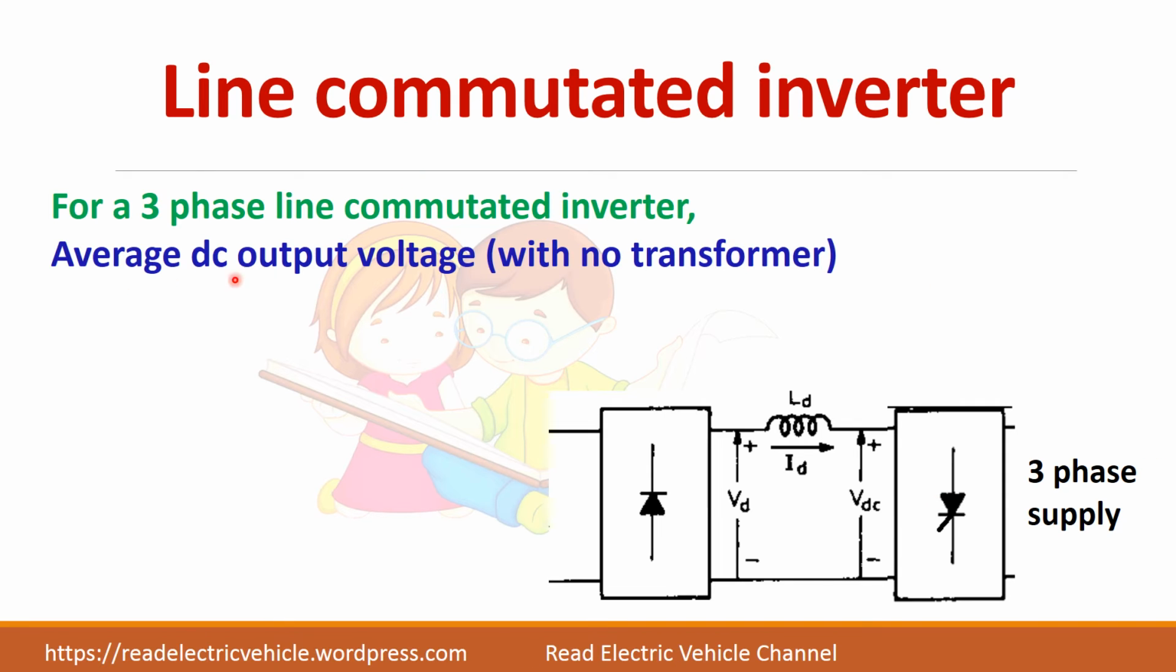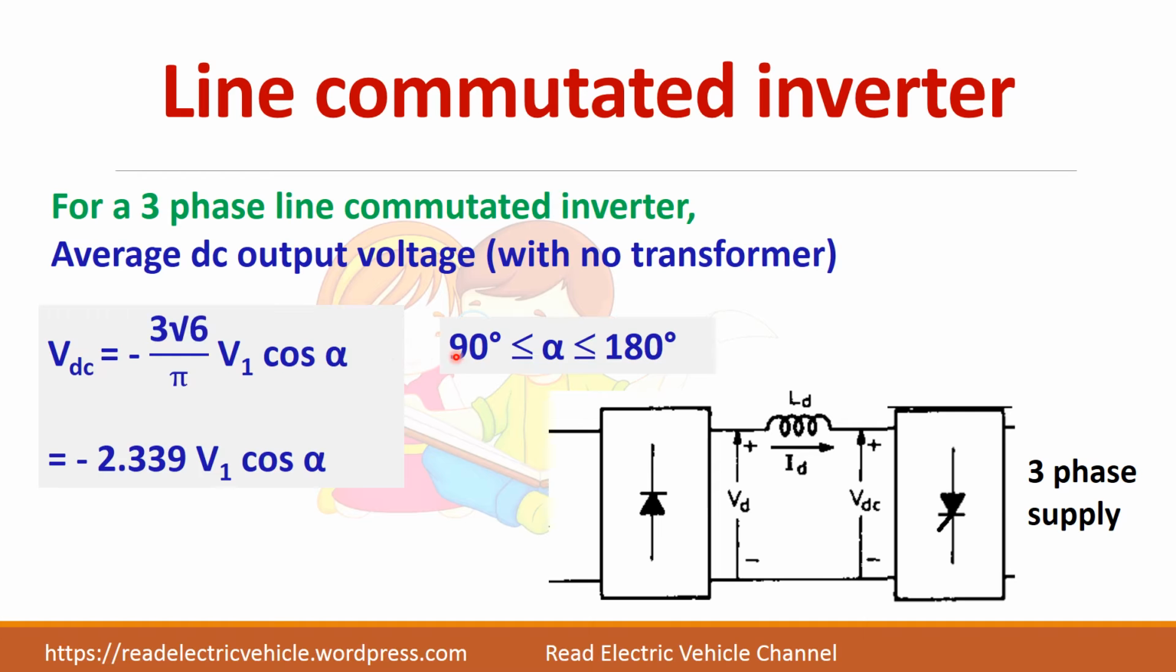So this average DC output voltage without any transformer, VDC, is equal to, from the phase control rectifier equation, 3√6 divided by pi V1 into cos alpha. Here the negative sign indicates that it is inversion operation, or that alpha is greater than 90 degrees. So we will get VDC is equal to minus 2.339 V1 cos alpha.